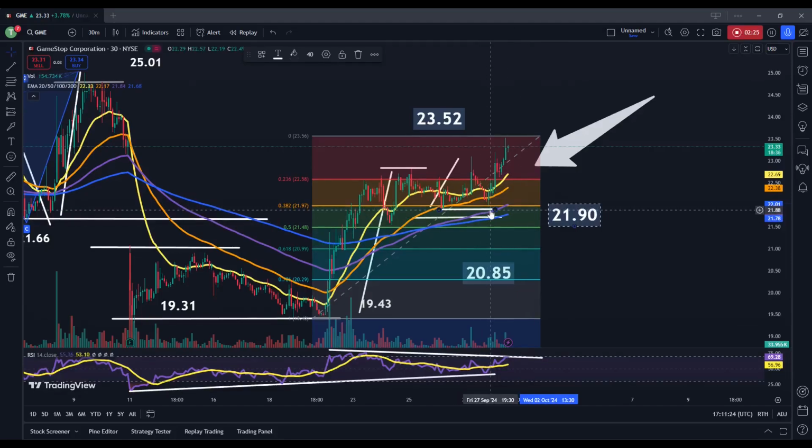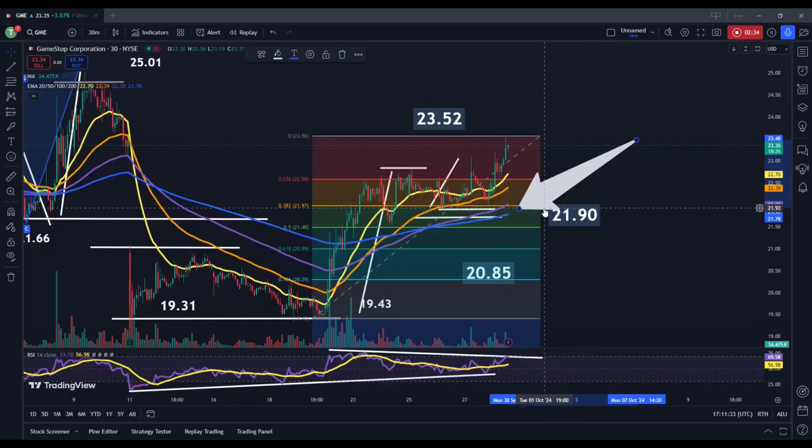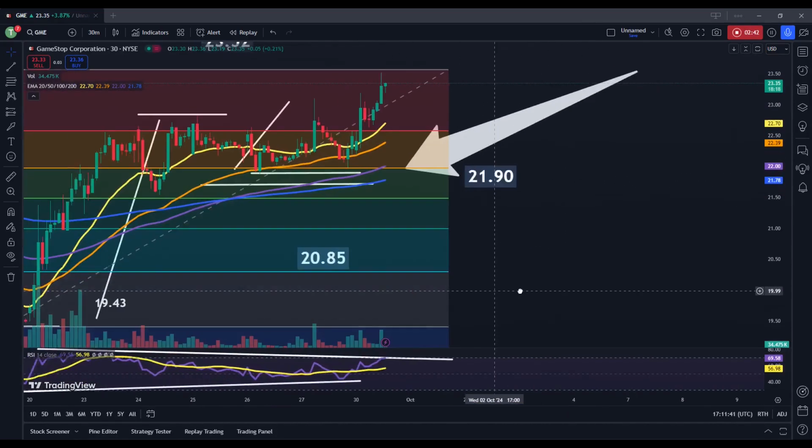So specifically, what I would be looking at to the downside, if we were to see share prices start to retrace from here, you do have a confluence of support zones that's coming in right around 21.90 to 22. It's a bit of a support region more than really a support level specifically.